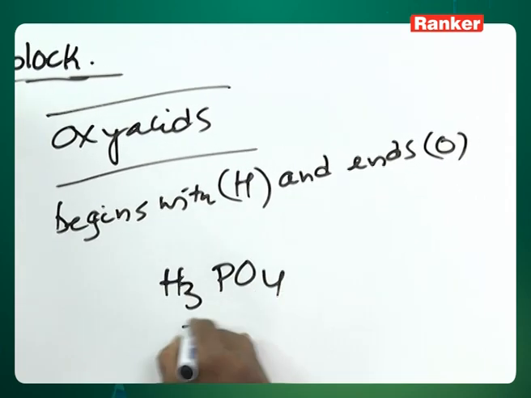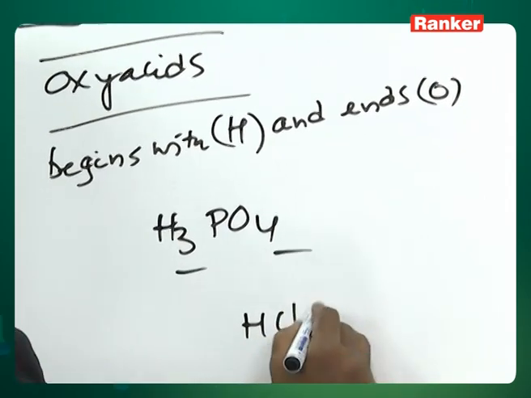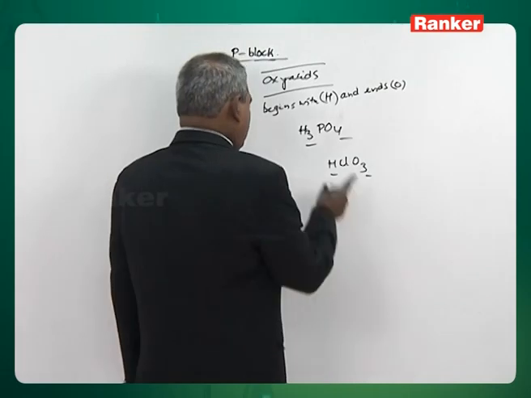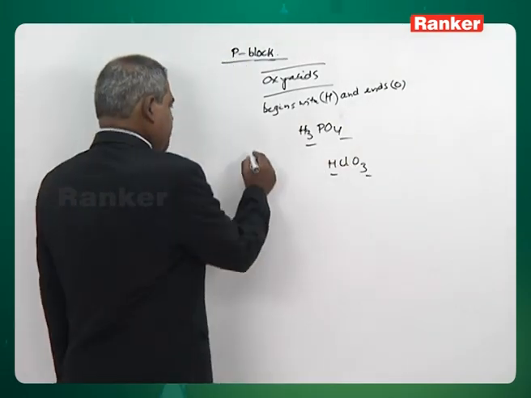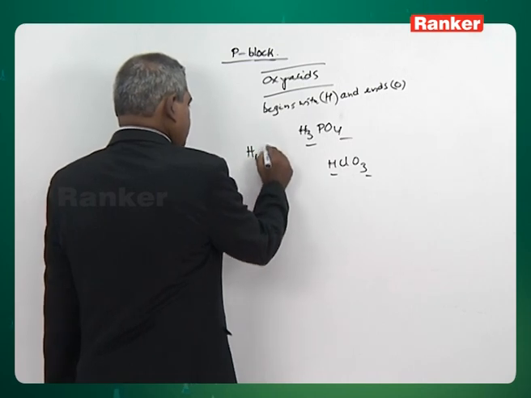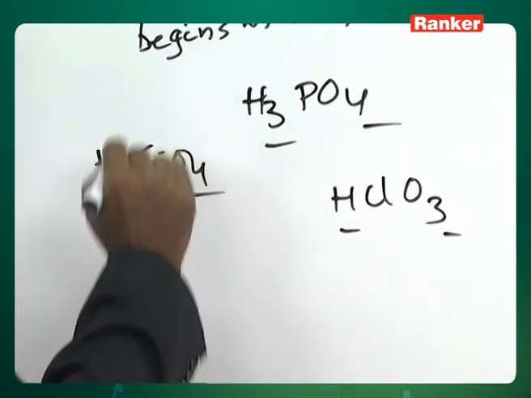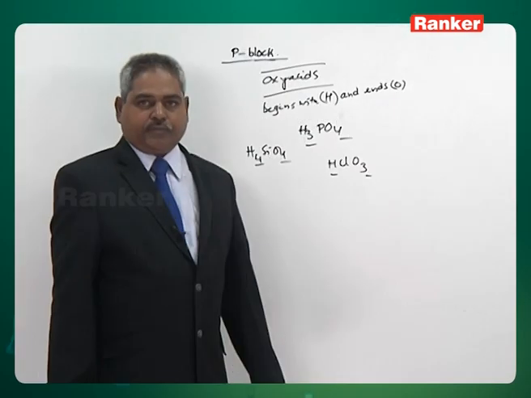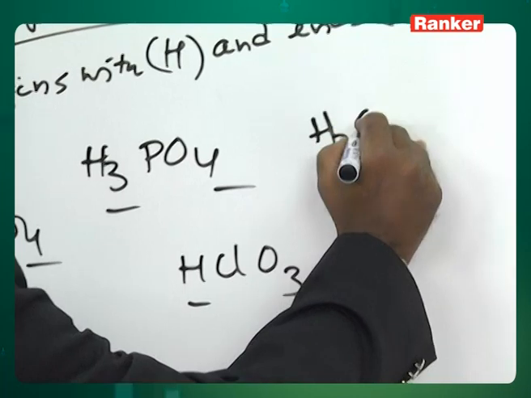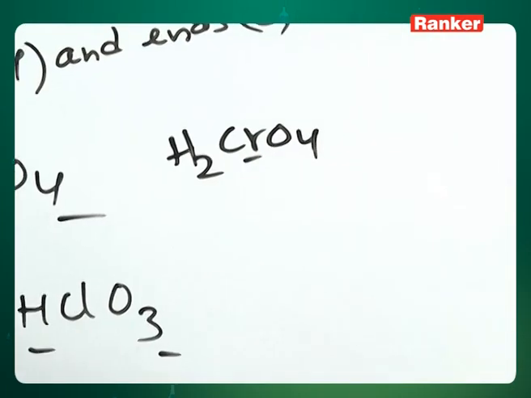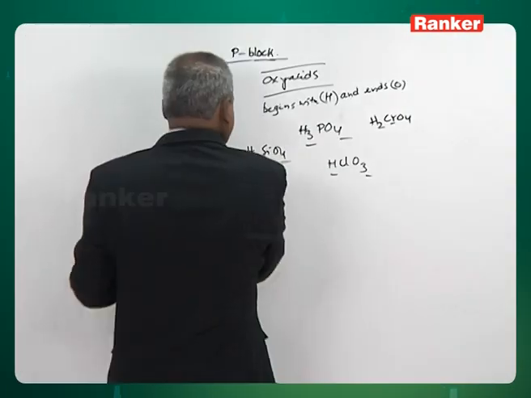H3PO4. Yes, sir, this is an oxy acid. HClO3, HO, so oxy acid. When I ask you, what is this? H4SiO4. Sir, this is an oxy acid, you can easily say. Even H2CrO4 is an oxy acid. Of course, metal, chromic acid, oxy acid.